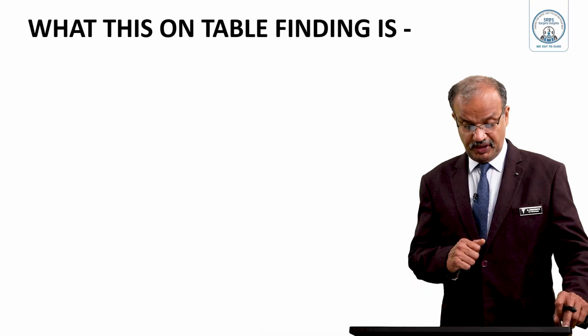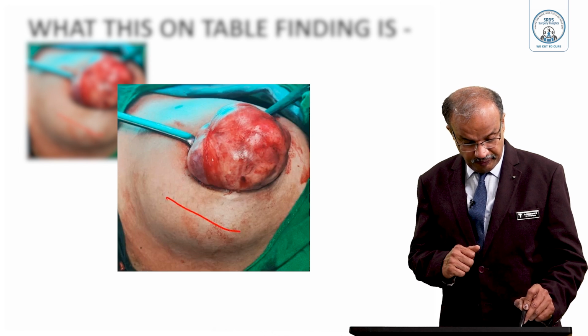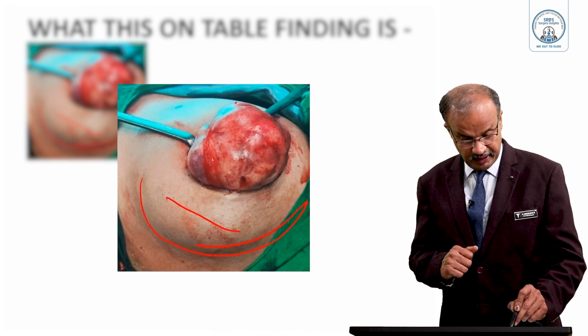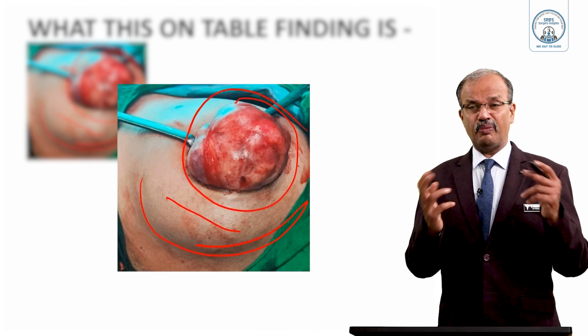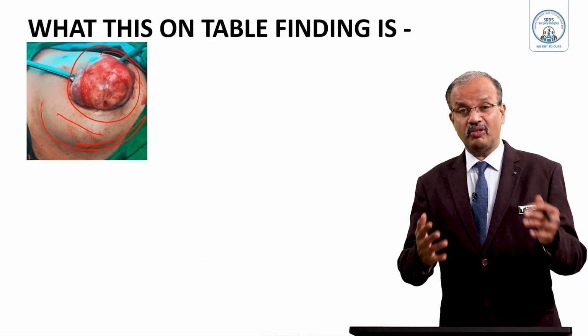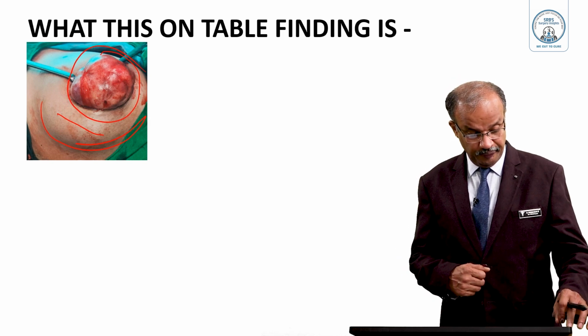Hello students, we will discuss an on-table operative finding. Let's see and tell what exactly it is, then we will have a brief discussion. So what is this on-table finding? Look at this, I will tell you this is the breast tissue, there is an incision and some mass is coming out. So what is this, what surgery is done, what is the condition, what is the incision? Just think what this on-table finding is.